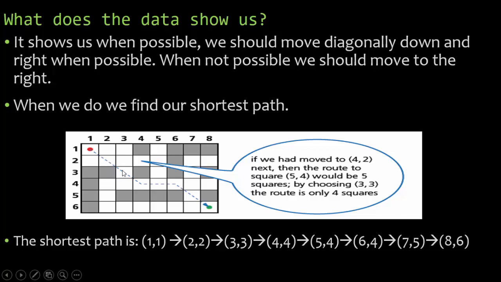Now, when we get here, we could also move diagonally up. However, if we had moved here, then the route to square 5, 4 would be 5 squares. By choosing 3, 3, it's only 4 squares. So if we moved here to get to 5, 4, we'd have to go 1, 2, 3, 4, whereas if we go from here, 1, 2. So if you start there, 1, 2 to get to 5, 4, or if we go up 1, 2, 3, 4, it's an extra square there.